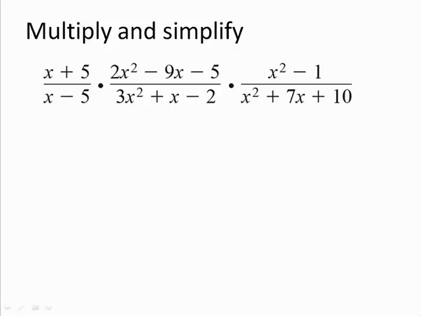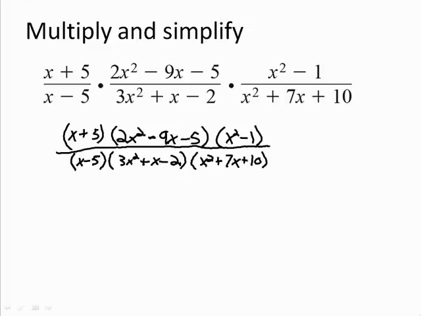Multiply and simplify. X plus 5 divided by x minus 5 times 2x squared minus 9x minus 5 divided by 3x squared plus x minus 2 times x squared minus 1 divided by x squared plus 7x plus 10. Multiply the numerators and denominators. The quantity x plus 5 times the quantity 2x squared minus 9x minus 5 times the quantity x squared minus 1 divided by the quantity x minus 5 times the quantity 3x squared plus x minus 2 times the quantity x squared plus 7x plus 10.